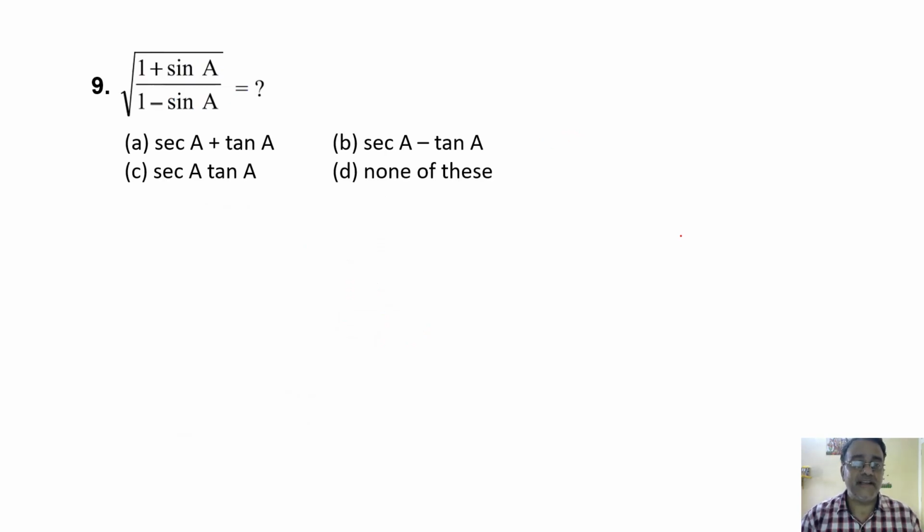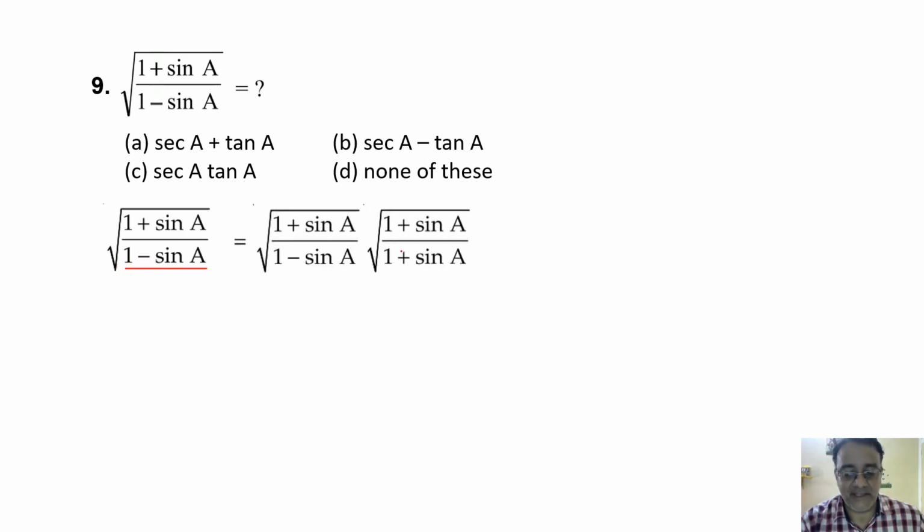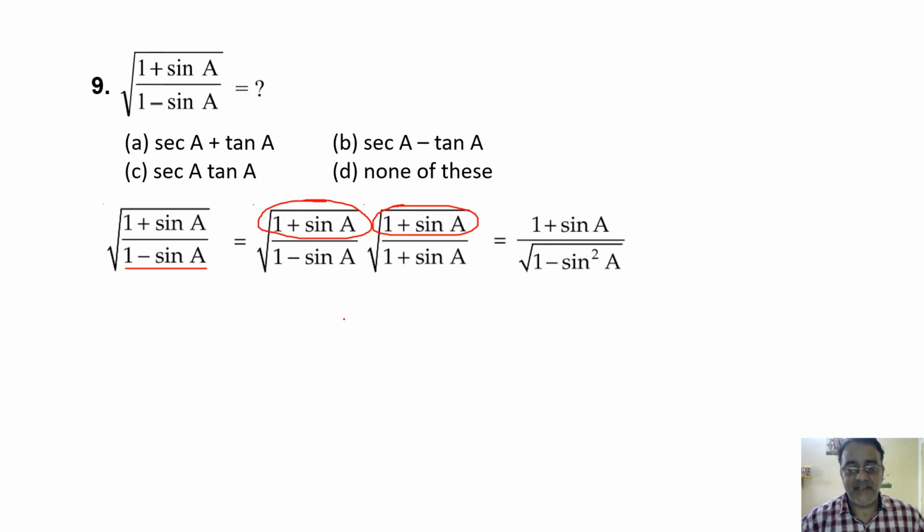Root over 1 plus sin A upon 1 minus sin A is equal to question mark. So we have to simplify first. First of all, we will rationalize the denominator. So what is the rationalizing factor of 1 minus sin A? 1 plus sin A, right? क्योंकि ये रूट में, इसलिए हम लोग रूट के साथ में लिखेंगे. Okay. So now see, this is root over 1 plus sin A and this also root over 1 plus sin A. So root will be eliminated. So we'll get 1 plus sin A only. And the denominator will get root over 1 minus sin square A. Whether this step is clear?